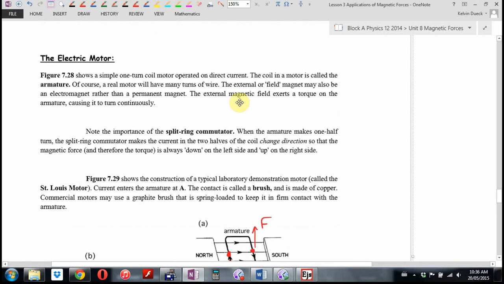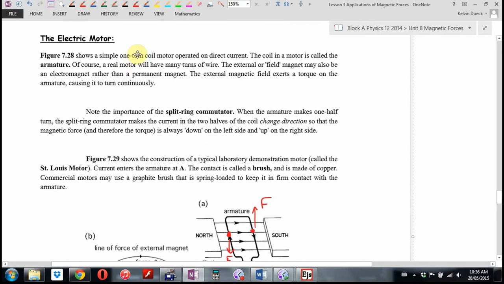It says this. This shows a simple one-turn coil motor on direct current. The coil in a motor is called the armature. That's the fancy word for that inside part. A real motor will have many, many turns of wire. The external or field magnet may be an electromagnet like a solenoid rather than a permanent magnet. And the external field magnet exerts a torque on the armature, an unbalanced force down on one side, up on the other side, causing it to spin.